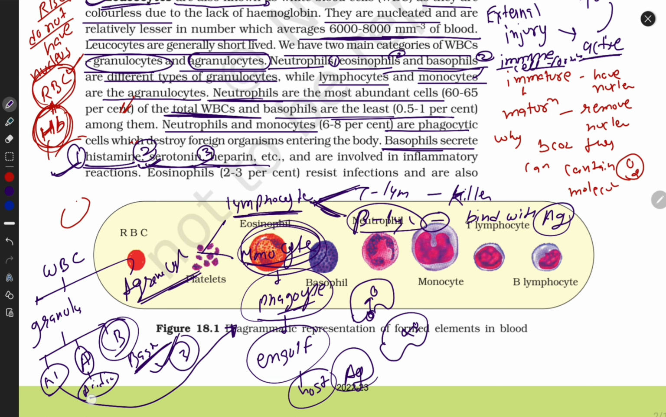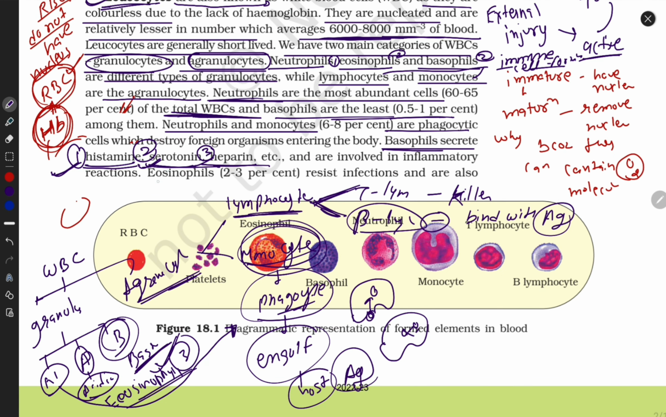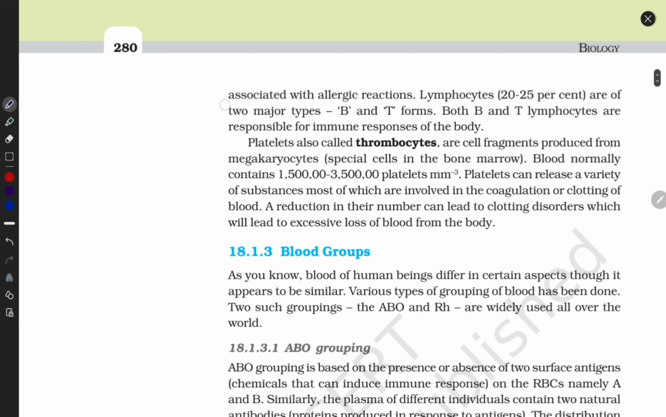And now let's talk about acidophils. We can also call them, according to your book, eosinophils. Okay guys, now what do they do? Eosinophils resist infection and are also associated with allergic reaction. If someone faces an allergic reaction, they help to reduce it. Lymphocytes are of two major types, B and T.